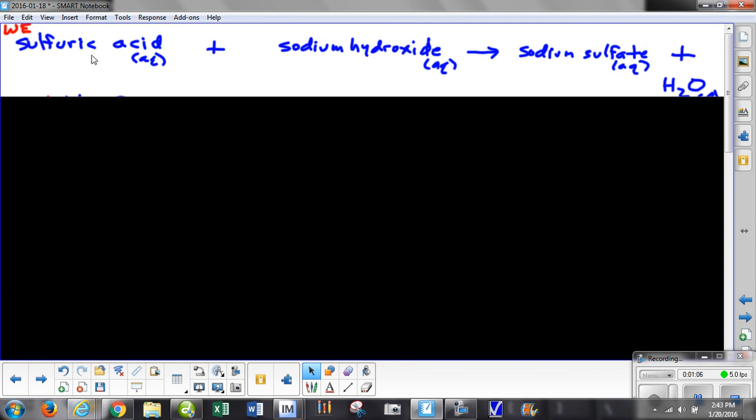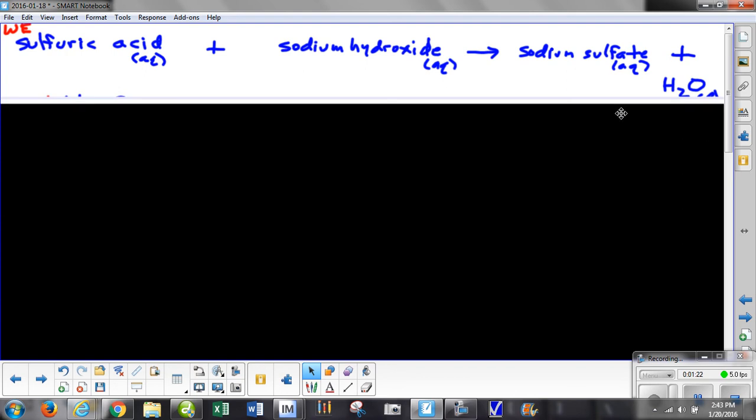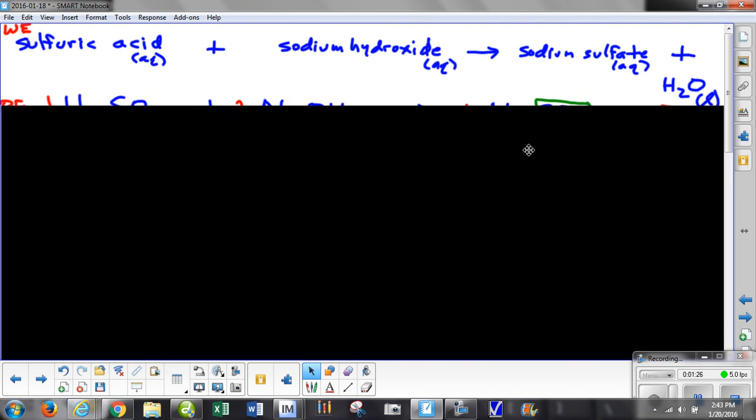Okay, so if you look here, you'll see I'm talking about sulfuric acid and sodium hydroxide, and then when we mix them together, that will give us sodium sulfate, and the product that makes all the difference in the world is the water. Okay, because that water is a liquid. Because it's a liquid, it drives the reaction. And this guy will never be written as an ion.